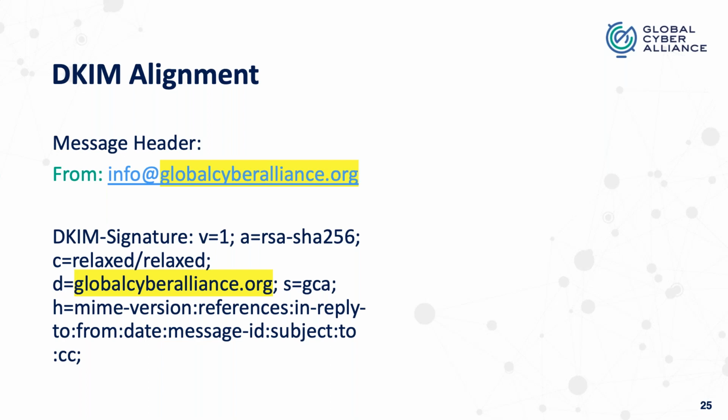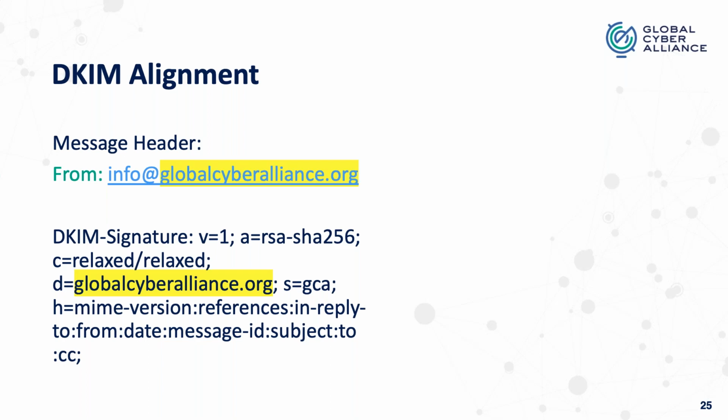So when DMARC verification happens, it looks at the DKIM signature in the message header and looks for d=, and asks, okay, does this domain have it? What's the selector? s=, so in this case, s=GCA, that's the selector name. So it's going to go back and look for GCA._domainkey.globalcyberalliance.org and see if a DKIM public key is available. If there is one, that's what it's going to check against, and that's where DKIM verification happens.